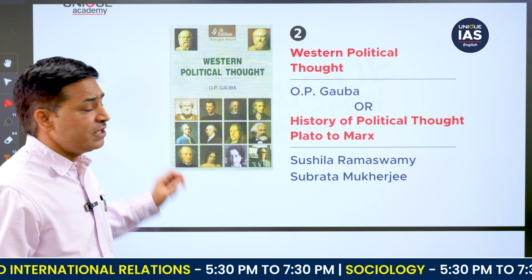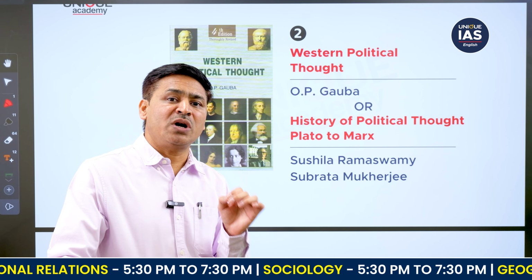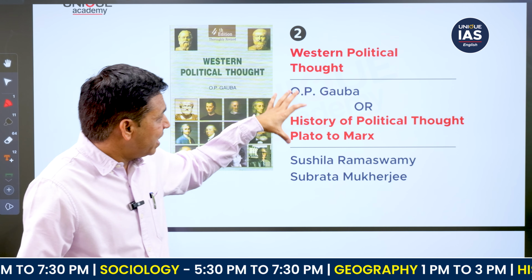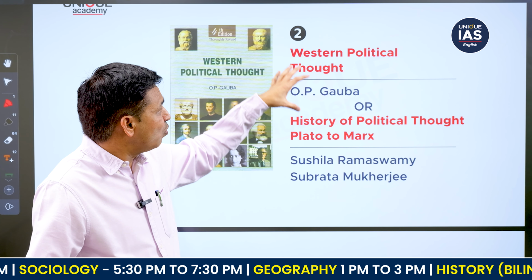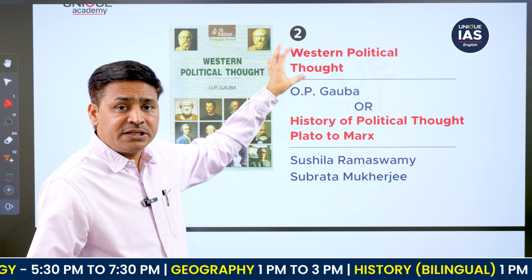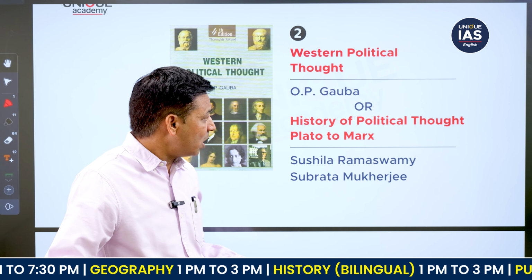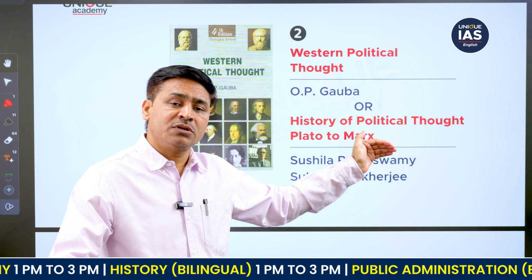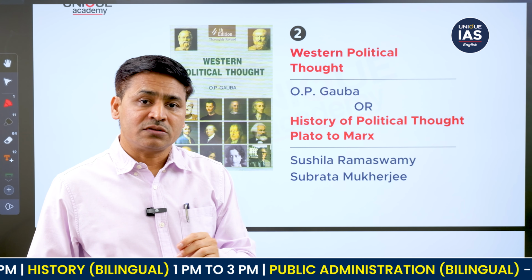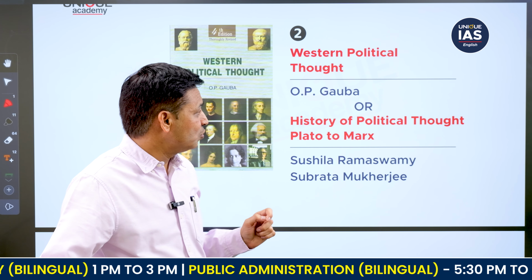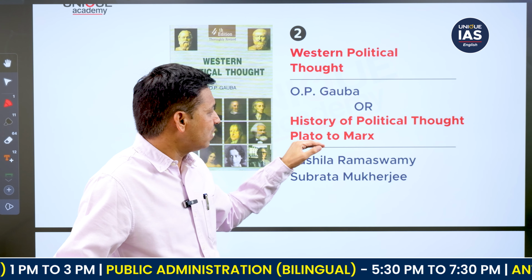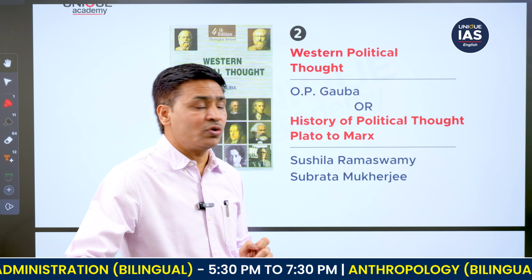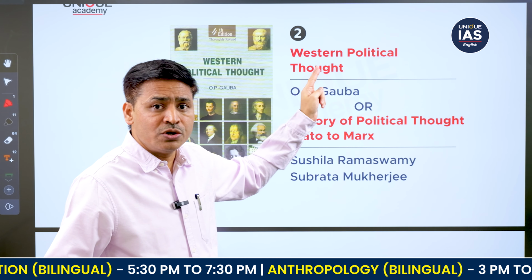Then there is a very important section in paper 1 section A syllabus, that is Western political thought. So we have come up with two references. One is again by O.P. Gauba, and the title of the book is Western Political Thought. But then, you can also go for this, which is quite a popular reference book for those students who prepare for the UPSC, History of Political Thought, Plato to Marx, written by Sushila Ramaswamy and Subrato Mukherjee. So you can go for either of the two.